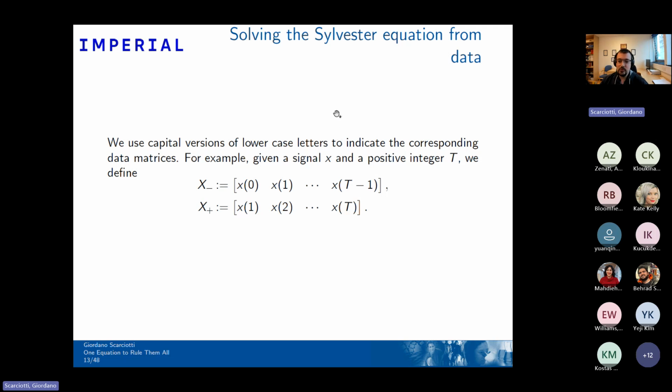So we're going to assume that we have collected data of our system. We collect data from x of 0 to x of capital T, and we construct two data matrices. This is standard notation in data-driven control: capital X minus indicates the collection of data from the initial time 0 to capital T minus 1, and X plus is the shifted version, from x of 1 to x of capital T. This notation holds true for any signal. So for instance, if I have u of t, then capital U minus indicates the data version of this matrix from 0 to capital T minus 1, and so on.